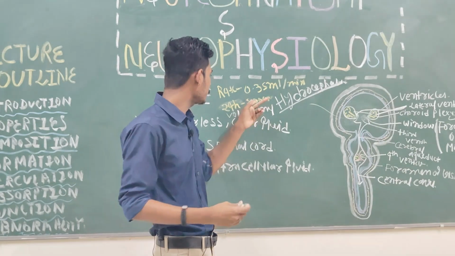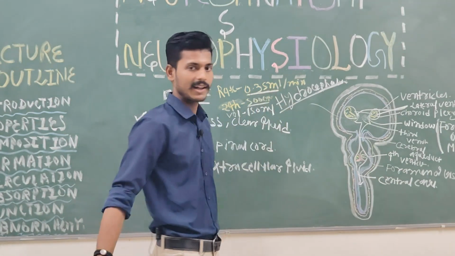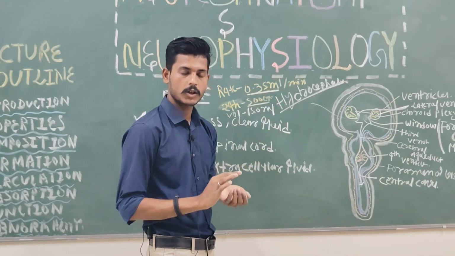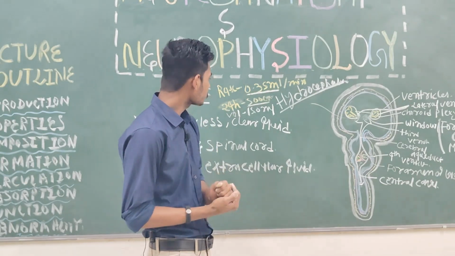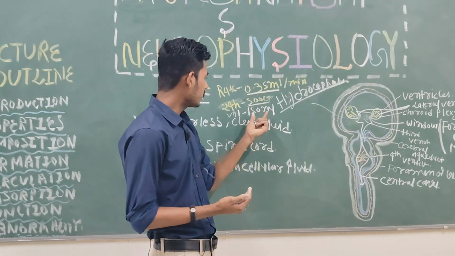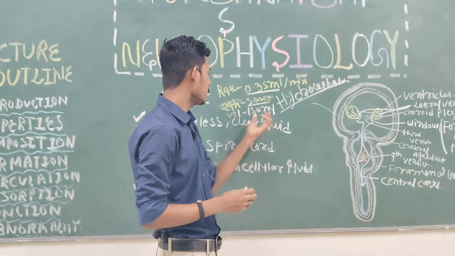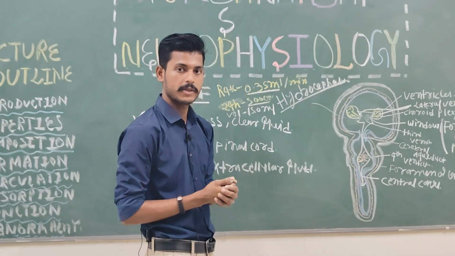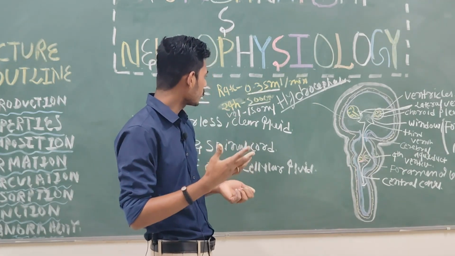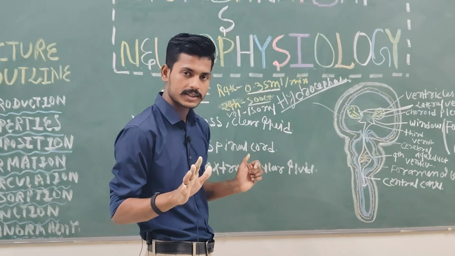Are you getting my point? If we consider this rate of 0.35 ml per minute, it means in 24 hours, 500 ml or half a liter of CSF is formed, but the actual volume of CSF if we measure it is only 150 ml. It means 3 to 4 times there will be a replacement, or reabsorption and formation of the CSF in one day. Understanding till here?